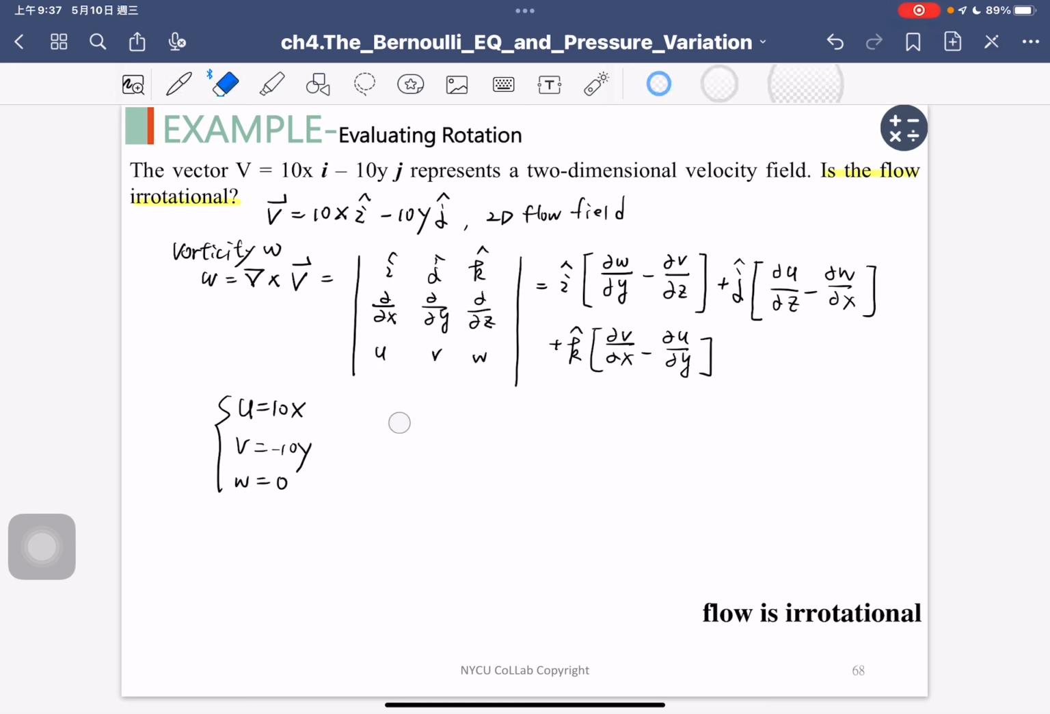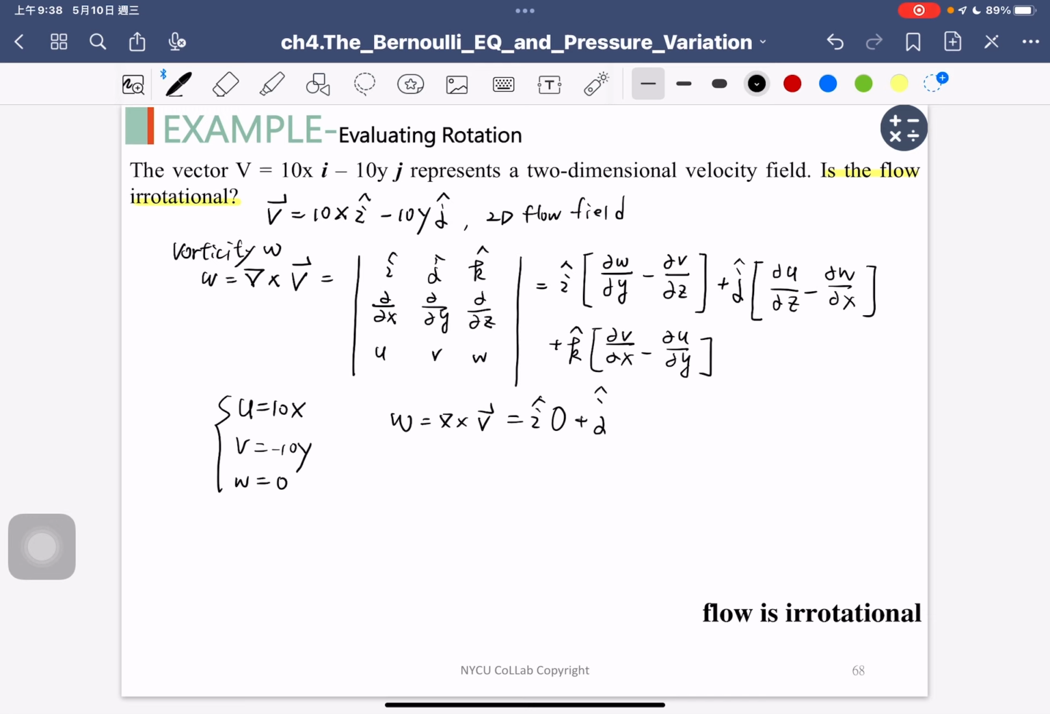So for the vorticity omega, we do the cross operator and focus on the i component. Here we don't have w, so we don't have this item. And v is not a function of z, because v is only a function of y, so we don't have this item either. So for the i direction, it is 0. We don't have any other values. Okay, so we move to the z direction.